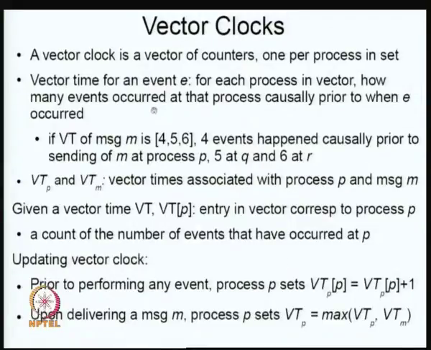Again, just to remind you, if you look at a vector time, it basically says for each process in the vector, how many events occurred in that process causally prior to when E occurred. So, that gives you a fairly good view about what is going on in the system. Okay. And you can use that to determine which is before, which is after.